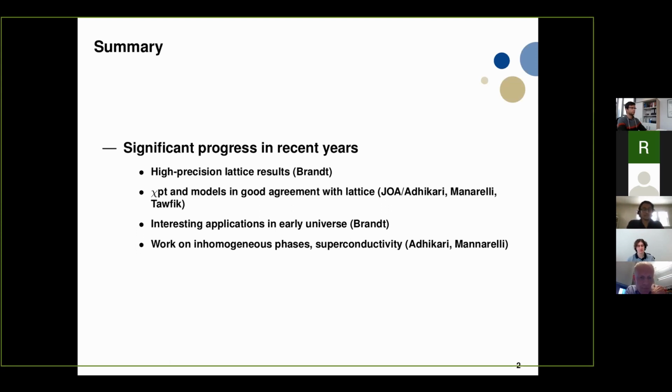Then the interesting application that Bastian mentioned, where we have pion condensation: how can you detect it via gravitational waves, etc.? That seems to be an avenue for further exploration. Then we had a couple of talks on inhomogeneous phases, superconductivity, and some of those issues also are related to the session on, I think it was Tuesday, that was specifically on inhomogeneous phases.